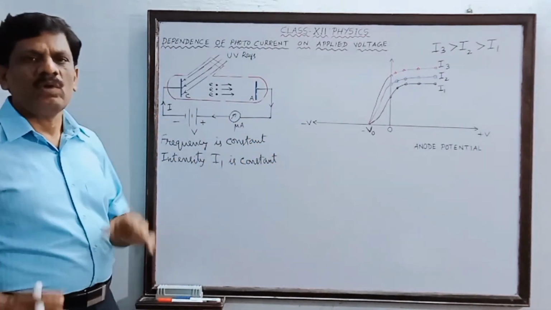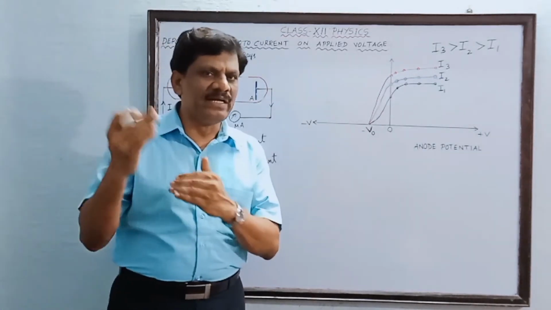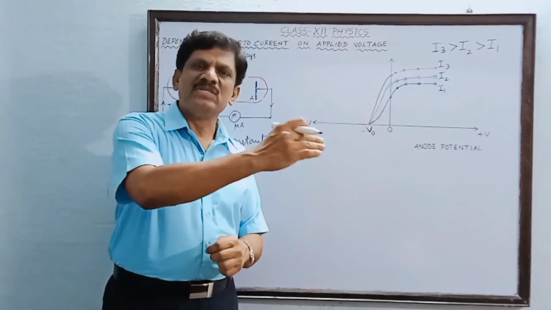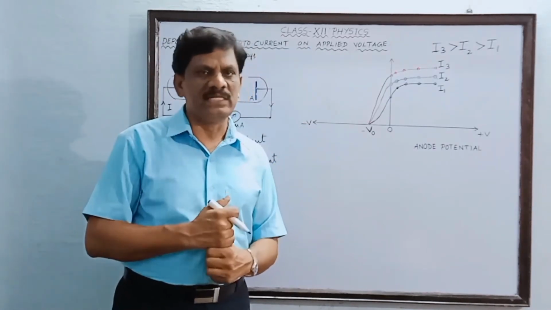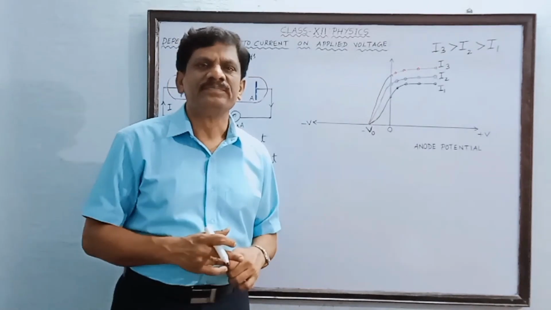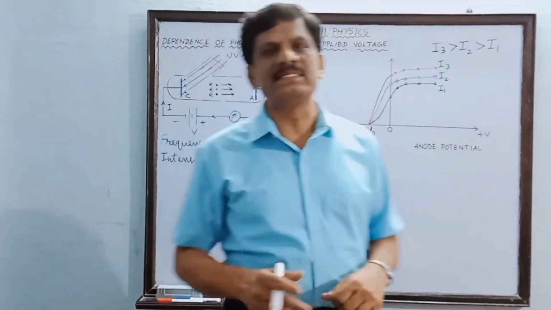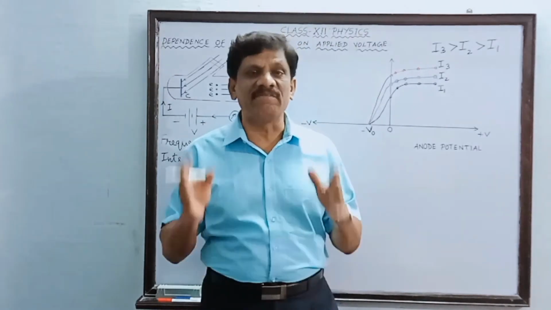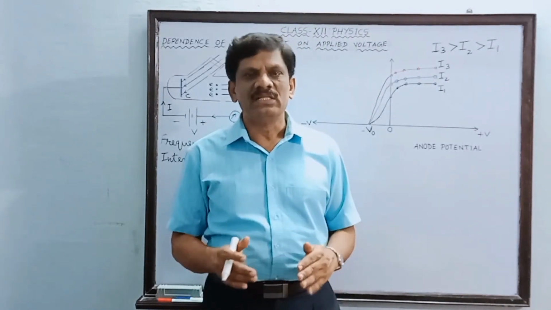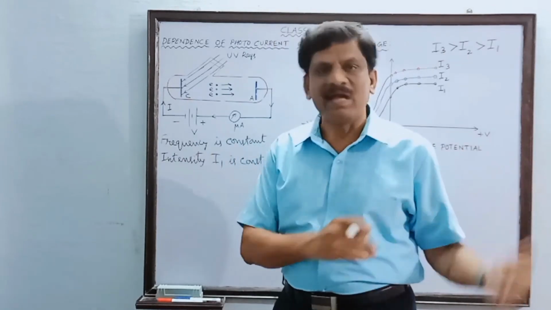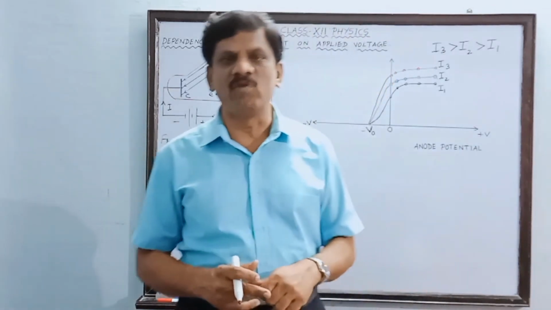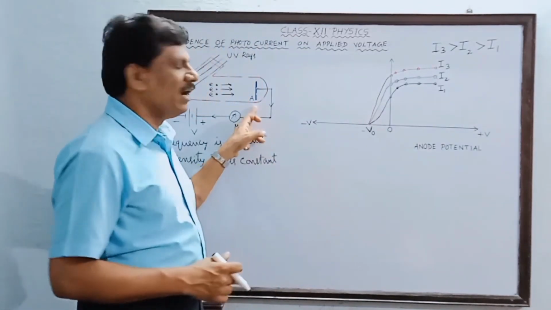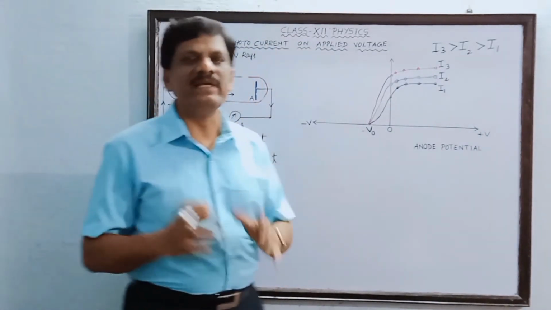Then slowly I will reduce the positive potential applied to the anode from a positive maximum to 0. What will happen? Even when 0 voltage is applied to the anode, some photoelectrons having sufficient kinetic energy will manage to reach the anode, and hence a photoelectric current will be produced. After this, what I am going to do is very important.